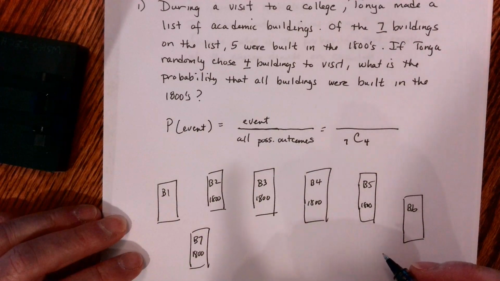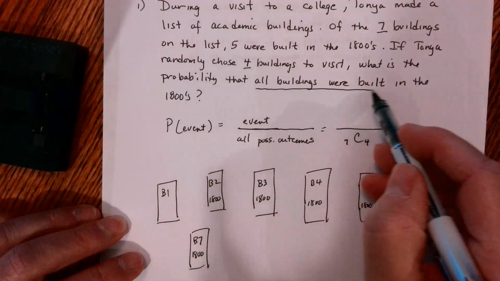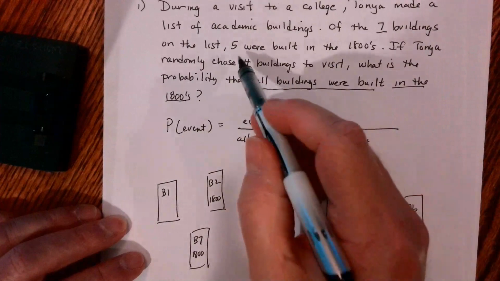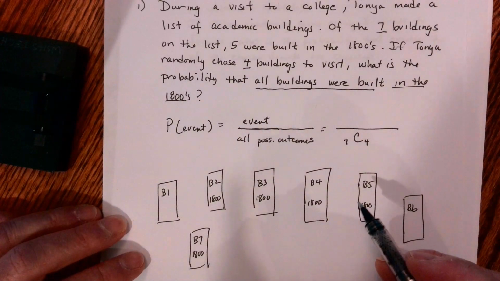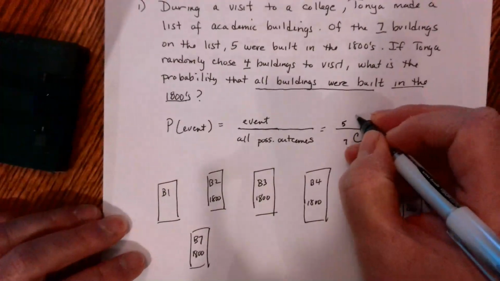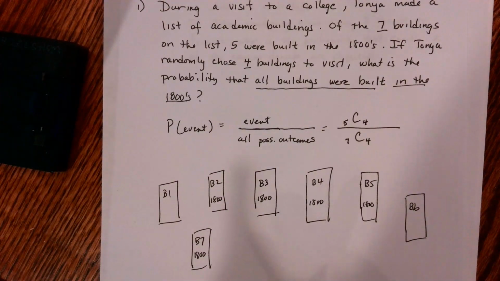Now what we need to do is to figure out the event, meaning what event are we dealing with? Well, it says that the probability that all of the buildings were built when? In the 1800s. Well, 5 of the buildings were built in the 1800s. She's going to pick 4. So therefore, it's going to be the 5 buildings that were built in the 1800s. We do not care about order at all. So the possibility would be 5 of the buildings picked 4 at a time.